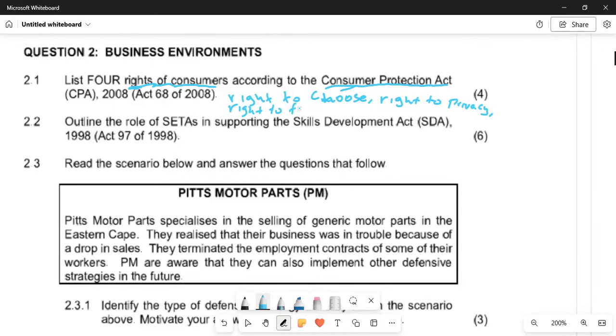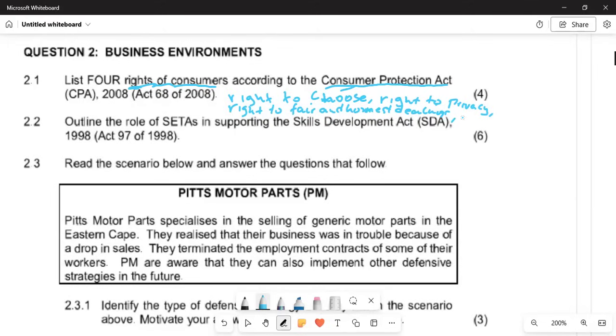Also, the right to fair and honest dealings. That is, businesses should treat consumers fairly and honestly, without engaging in deceptive or misleading practices. That is what is expected of them.